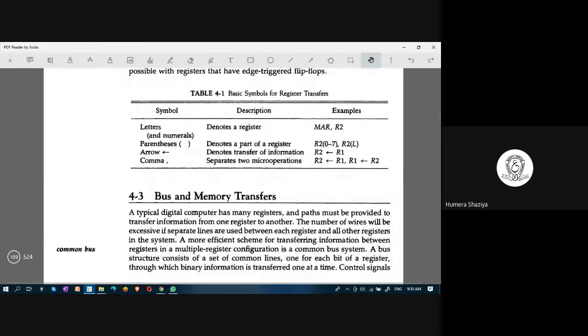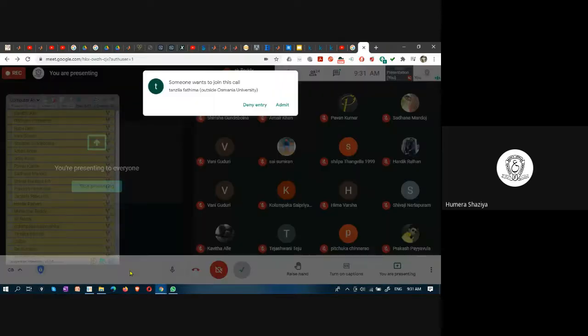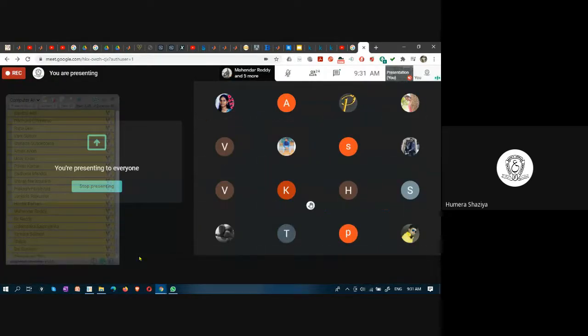If you look at this Table 4.1, there are basic symbols for register transfer. What are the basic symbols? Letters and numerals, like R1. R is a letter, 1 is a numeral. R2, or MAR, or ACC, PC, or IP.